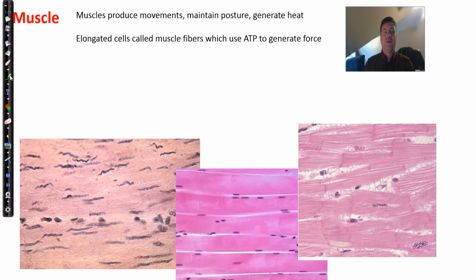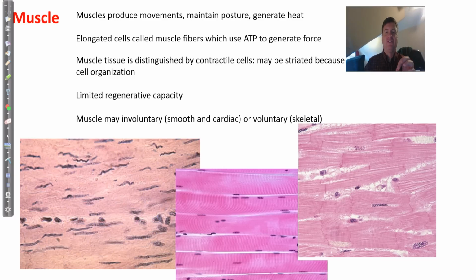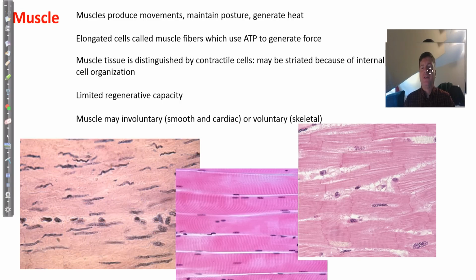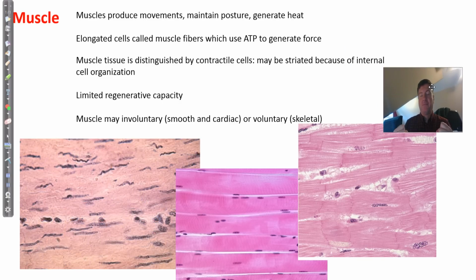Here, I want you to think about this idea, though. When we're talking about muscle tissue, we're talking about tissue that's distinguished because it has contractile cells. These cells, contractile means that they can shorten. And when they shorten, they pull. When you look at muscle tissue under the microscope, you may see what appear to be little stripes or striations. You can sort of see them really well right here, what appears to be stripes that are running this direction. Okay, those striations are visible because of the internal cell organization. Specifically, there are proteins in there that give it that striped appearance.